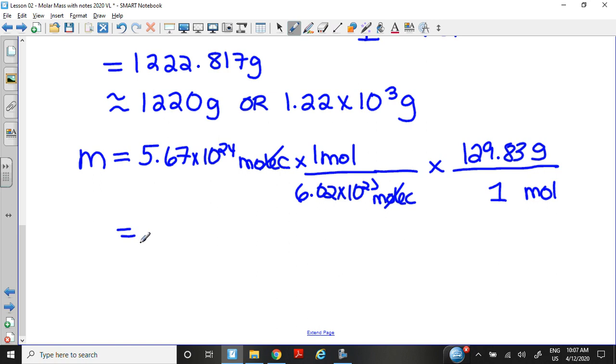If you're trying this mathematically, you're doing 5.67 times 10 to the 24 times 1 times 129.83. And then you're going to divide it by everything in the denominator. Make sure you put brackets around everything in the denominator. So divided by 6.02 times 10 to the 23 times 1. And when you do that, you should still get the same answer. It's the same math, but you've combined the two steps into one.